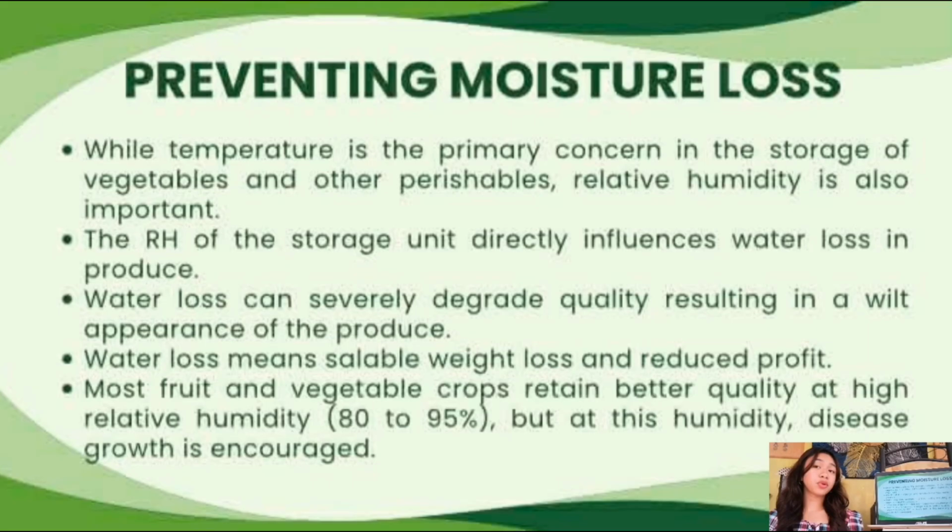Most of our produce stays fresh best at 80 to 95% humidity. High humidity keeps our produce fresh but can cause more disease and mold. That is why we should always remember to keep our storage cool and humid to prevent wilt and weight loss. But we should watch out for diseases.